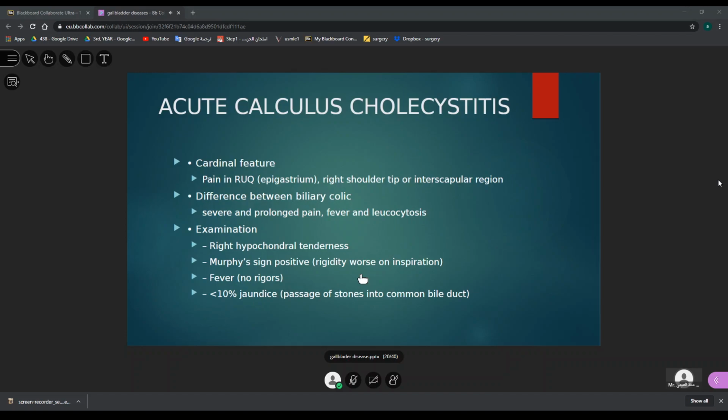So we have acute cholecystitis, which has two types, either acute calculus or acute acalculus. Acute calculus is the presence of inflammation because of the stone. Acalculus is inflammation without stone.